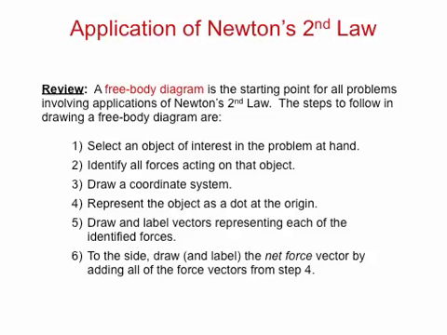Next, draw a coordinate system, bearing in mind that the most convenient orientation of the axes may not be the traditional horizontal and vertical axes. Represent the object by a big dot at the origin, and then draw in and label all of the force vectors you'd identified earlier. Finally, to the side, draw and label the net force vector, which is the vector sum of all the other force vectors. Now on to our example.